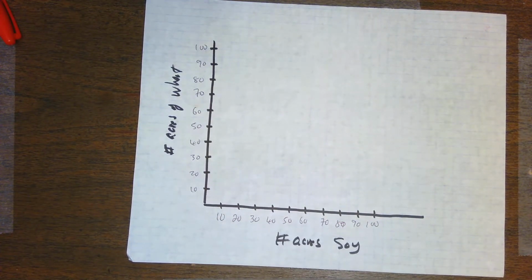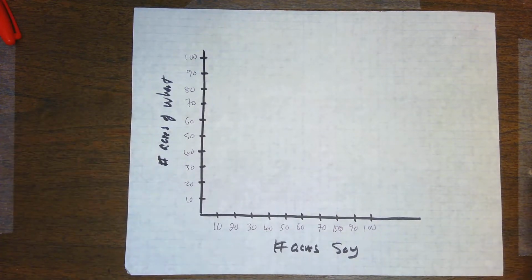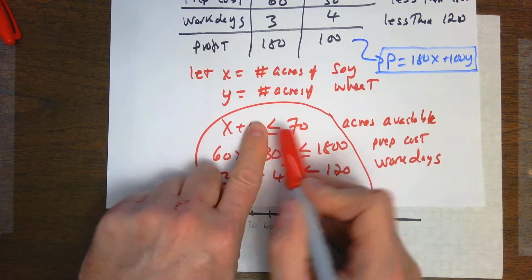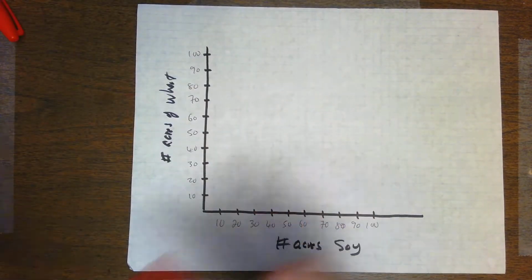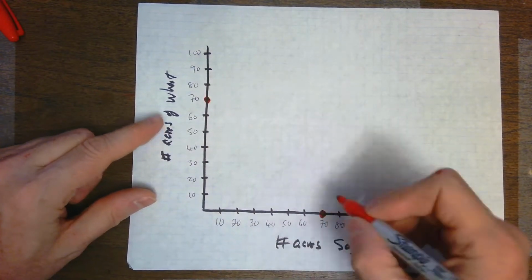So now let's start graphing the system in here. The first one is x plus y less than or equal to 70. So on my first one, x plus y equals 70. It looks like my y-intercept is 70, my x-intercept is 70. It's going to be a solid line shaded below. So from 70 to 70, shaded below.